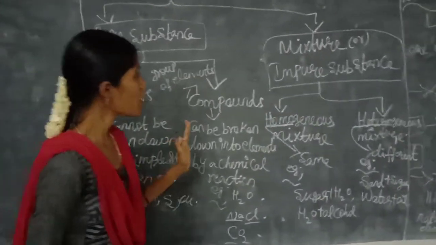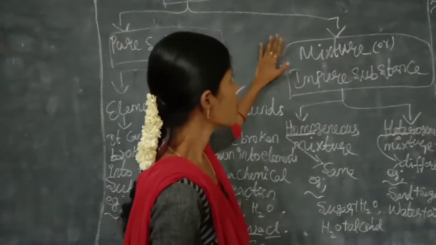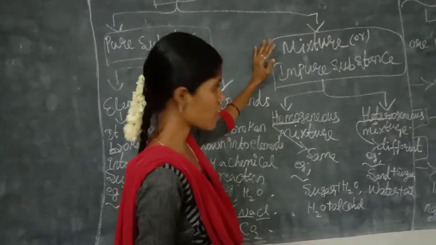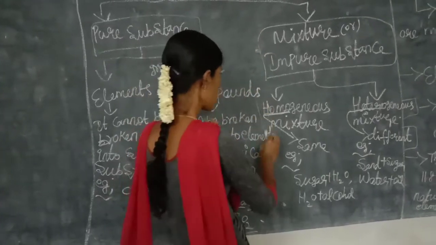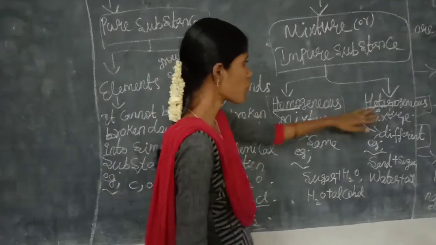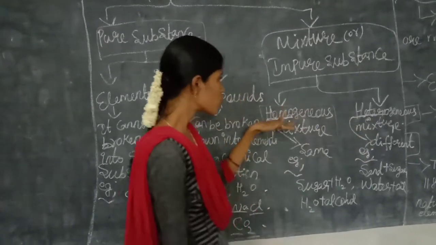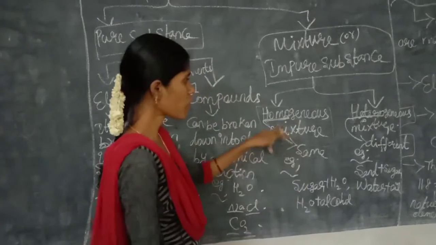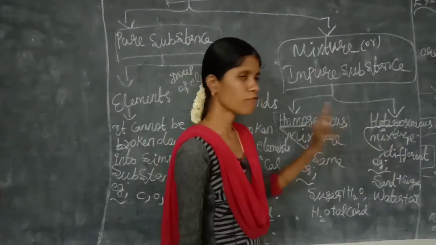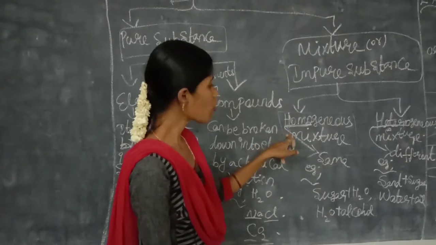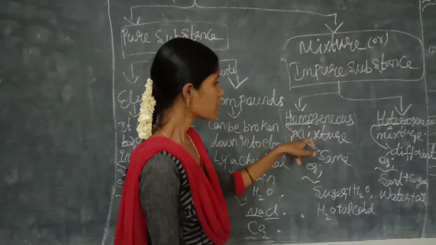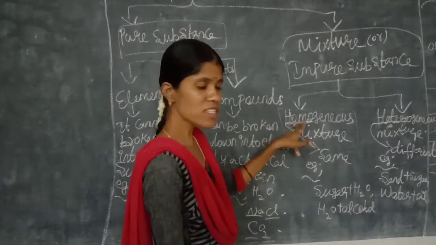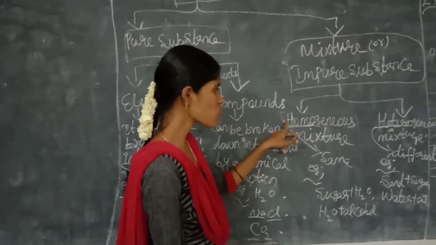Students, if we move on to the next one, mixture or impure substance. The mixture is further divided into two categories: one is the homogeneous mixture, another is the heterogeneous mixture. Homo means same, hetero means different. In a homogeneous mixture, the mixture consists of the same type throughout. That's why it is called a homogeneous mixture.